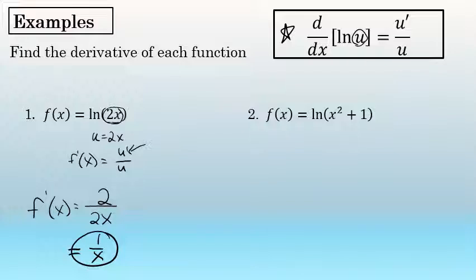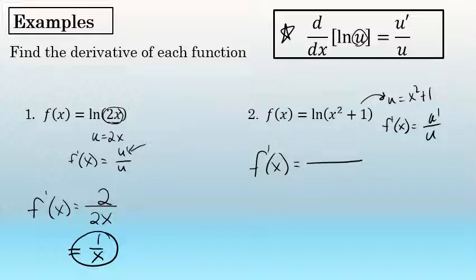Let's take a look at f of x equals the natural log of x squared plus 1. In this function, we'll let u equal x squared plus 1. And again, all we have to do is express the derivative as u prime over u. So the derivative of this f of x is equal to, we're always going to start out with a fraction, the u, unchanged, x squared plus 1, is the denominator, and the numerator is the derivative of that. The numerator is u prime, the derivative of x squared plus 1. The derivative of x squared plus 1 is 2x.